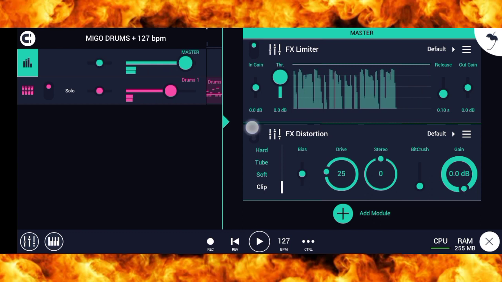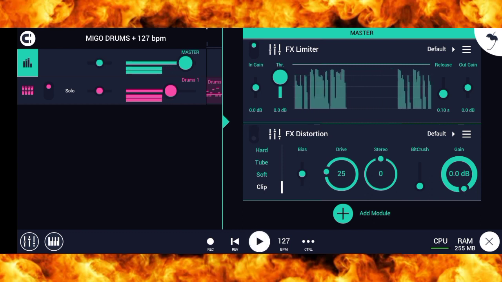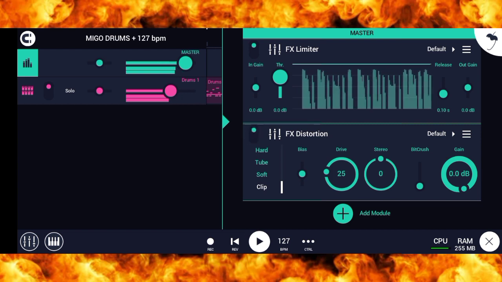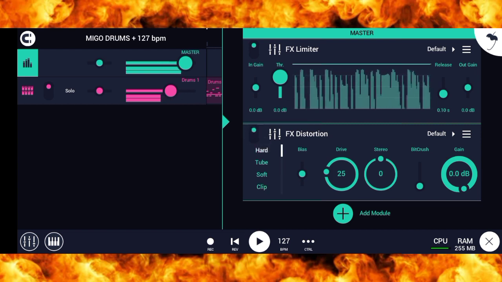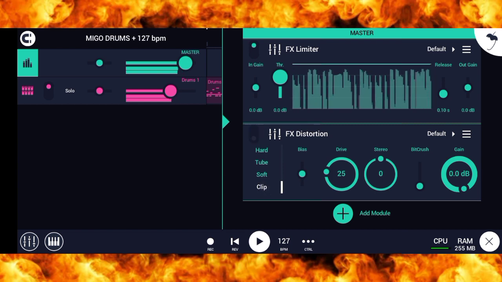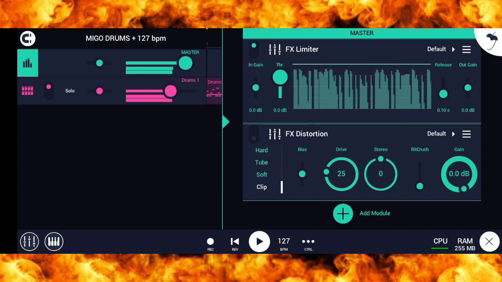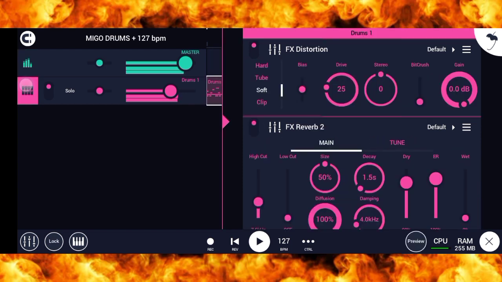As you can see guys, the reason why these drum loops are hitting hard is because I added the FX distortion to give it the boost and full sound, you know. So distortion is quite good to increase the volume of your music. You need to use it most of the time.